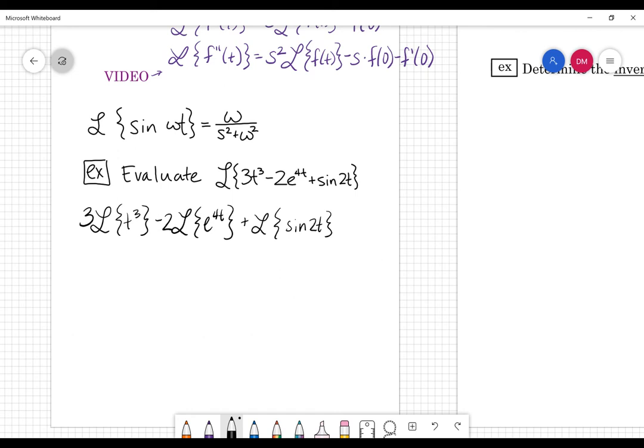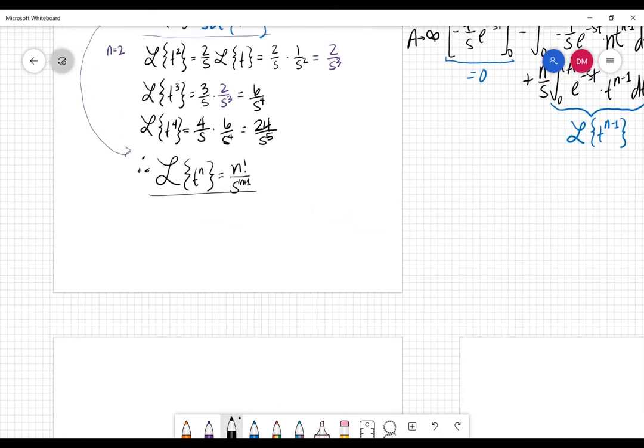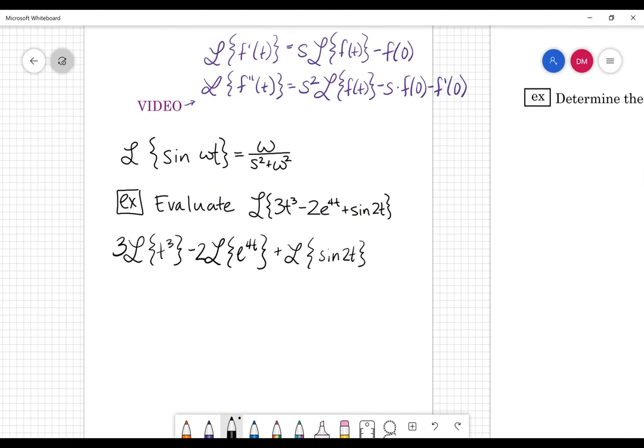So t cubed, we can just go right back up here to our reference. The Laplace of t cubed is 6 over s to the 4th. So we transform that right away: 3 times 6 over s to the 4th. There's my transform onto a function of s.